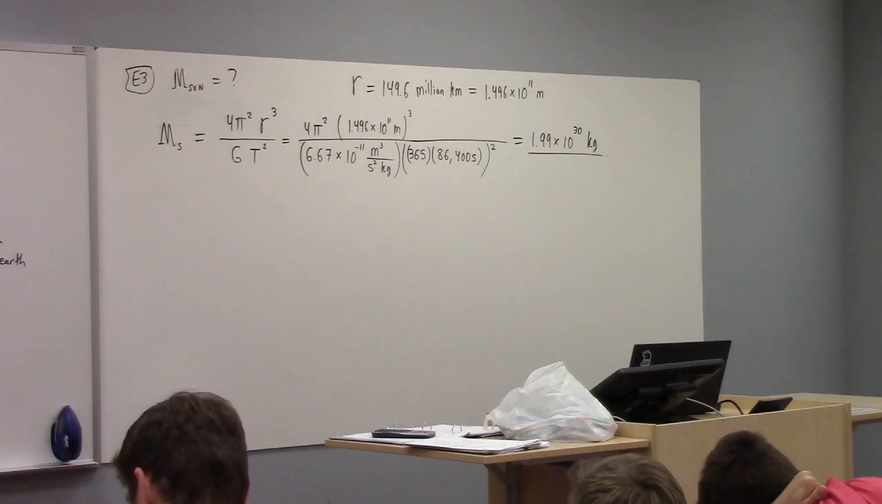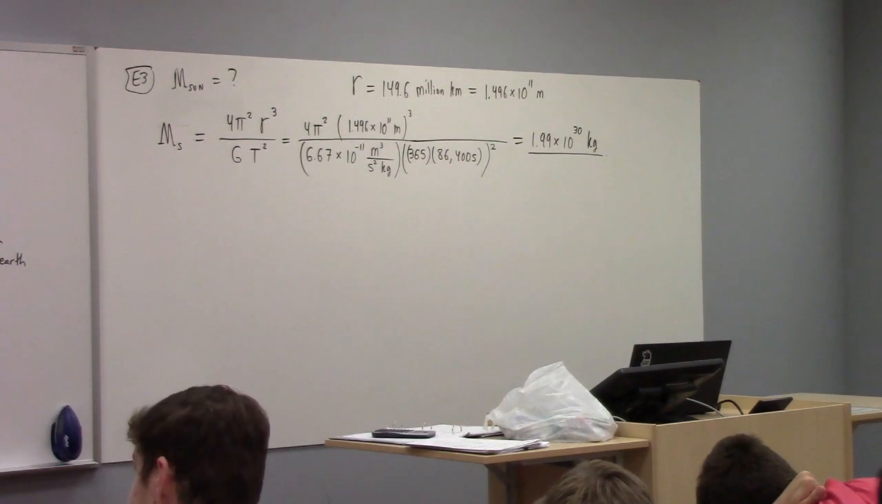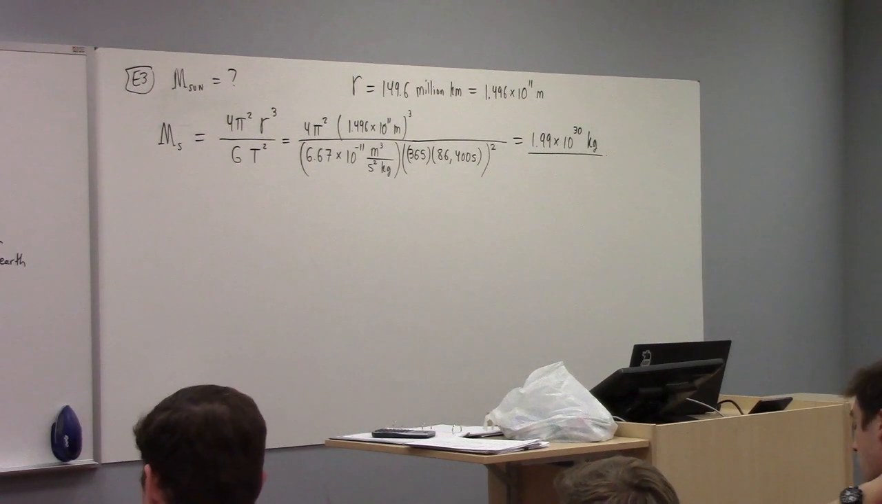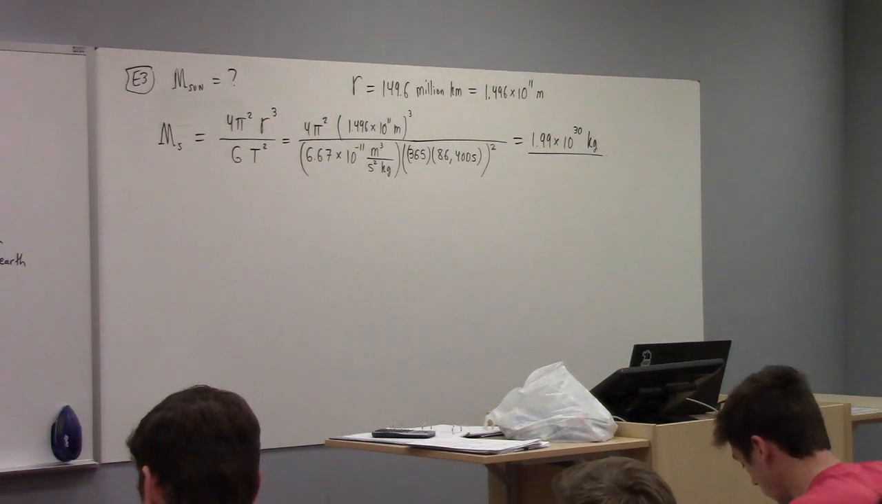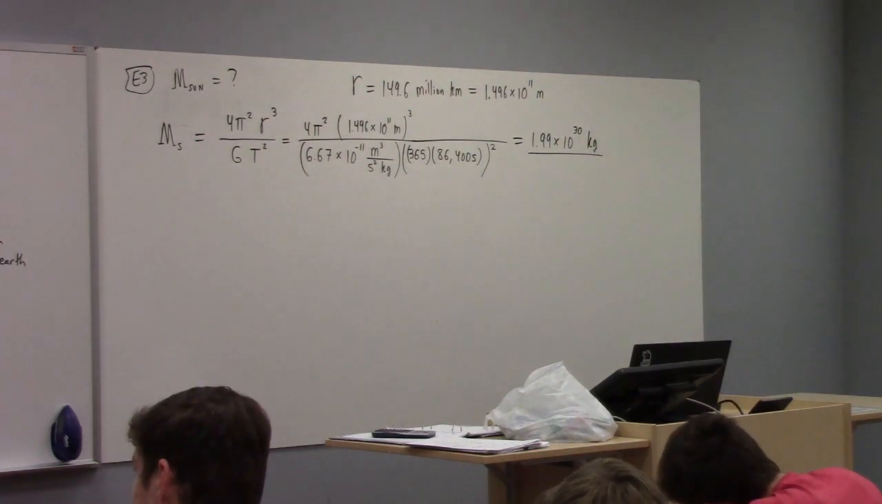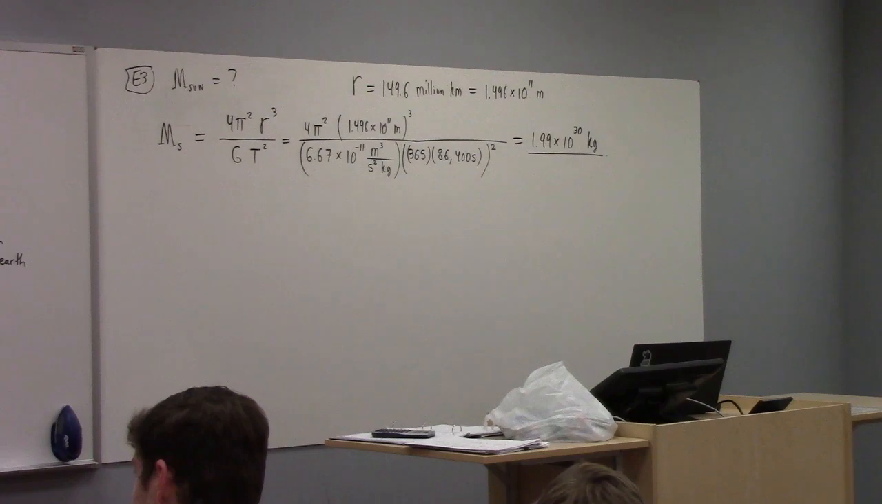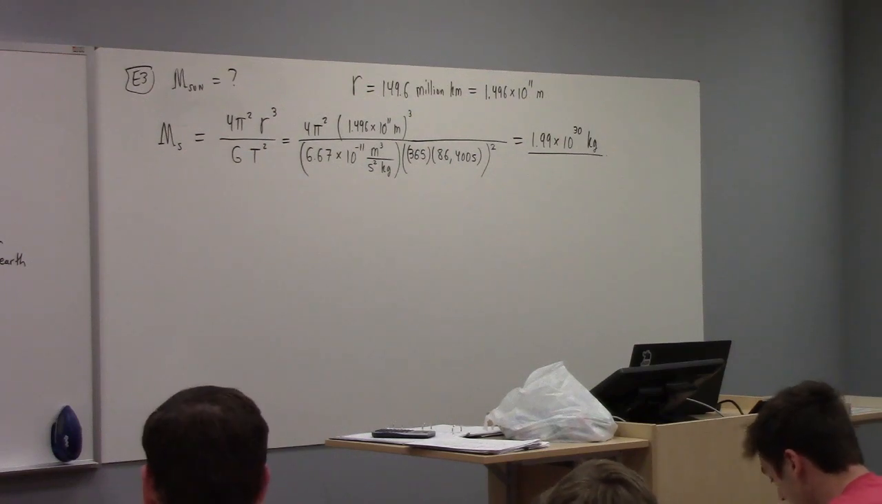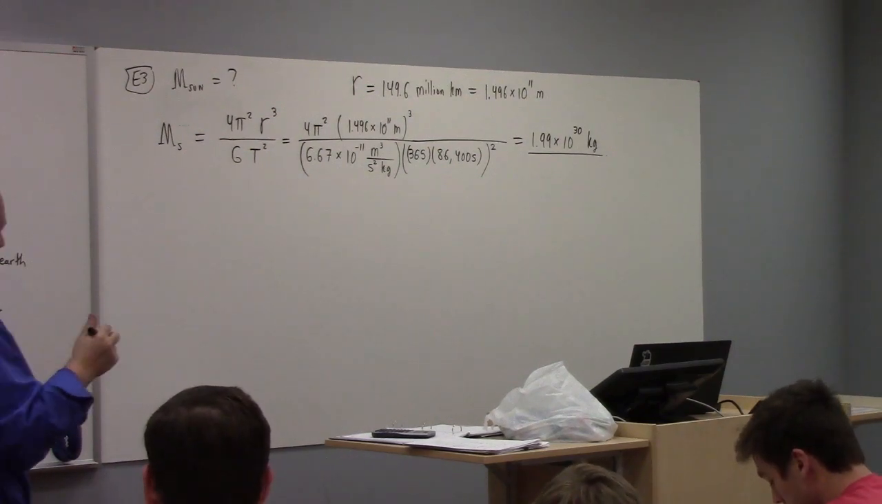See, so we can apply the same logic to the Earth-Moon system, right? The gravitational pull on the moon is primarily from the Earth, right? So you can also estimate the mass of the Earth from that if you wanted. Any questions?